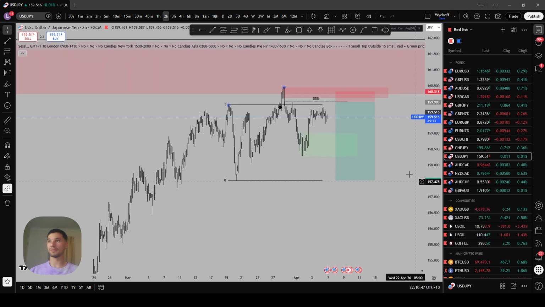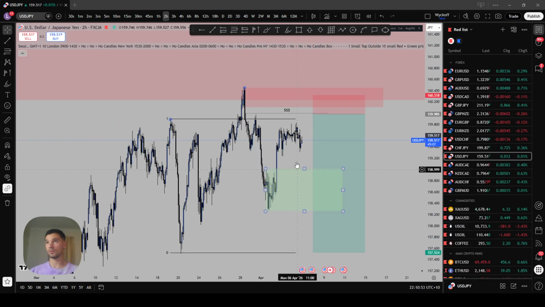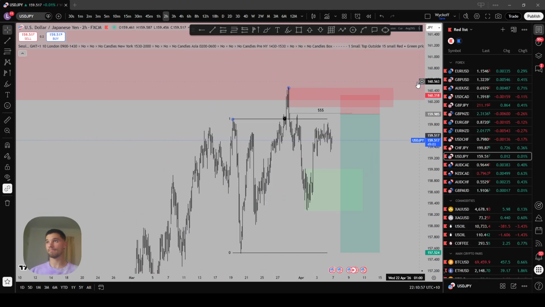USD JPY, plan is still in place. Plan is still in place.